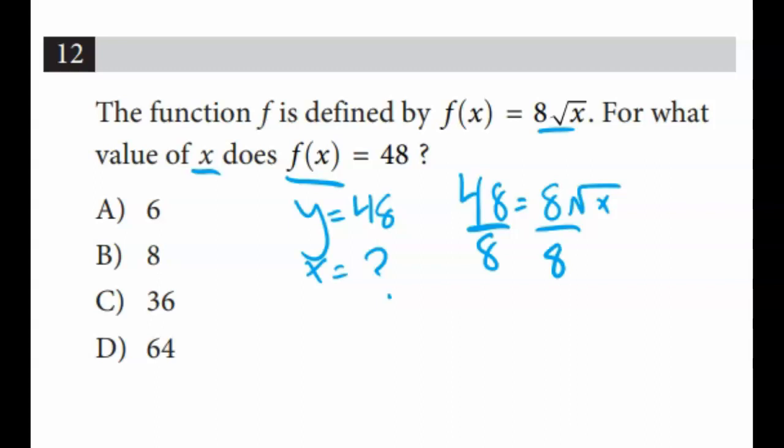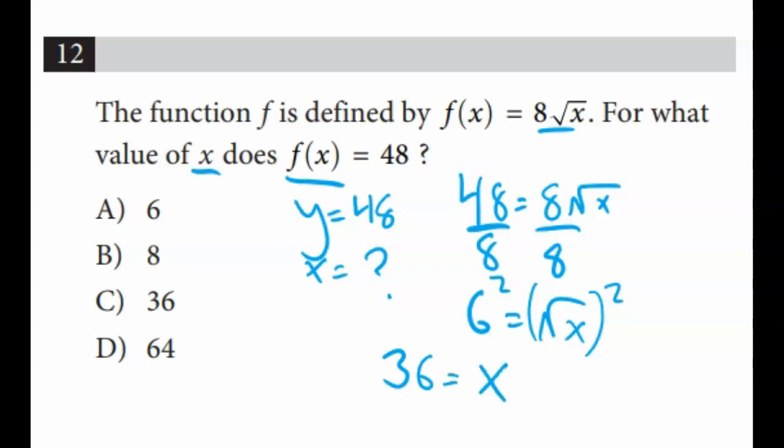And we can get 48 over 8. What is 48 divided by 8? Oh, it's 6. Well, look at that. 6 equals square root of x. And so we just need to square both sides, because to get rid of a square root, you square the item. So you end up getting 36 equals x. And therefore, the answer choice that is correct for 12 is C.